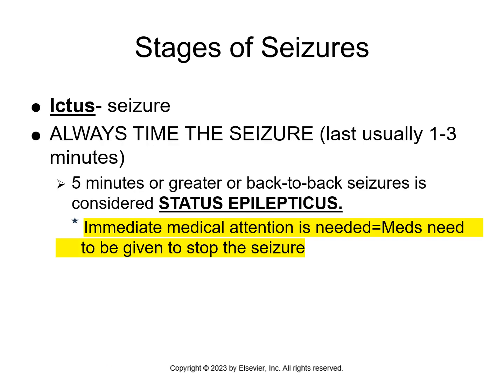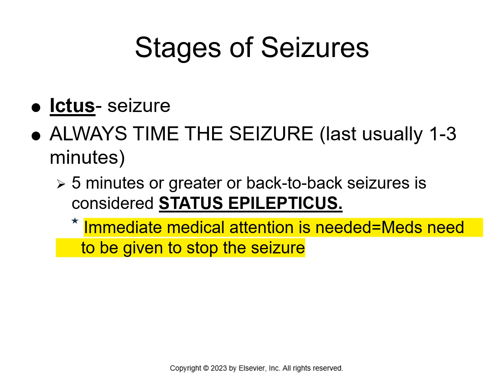The next phase is ictus, and it's actually the seizure itself. Always time the seizure. They usually last 1 to 3 minutes. Anything greater than 5 minutes or back-to-back seizures, where they have a seizure, come out of it, go back into seizure activity, is considered status epilepticus, and needs immediate medical attention.